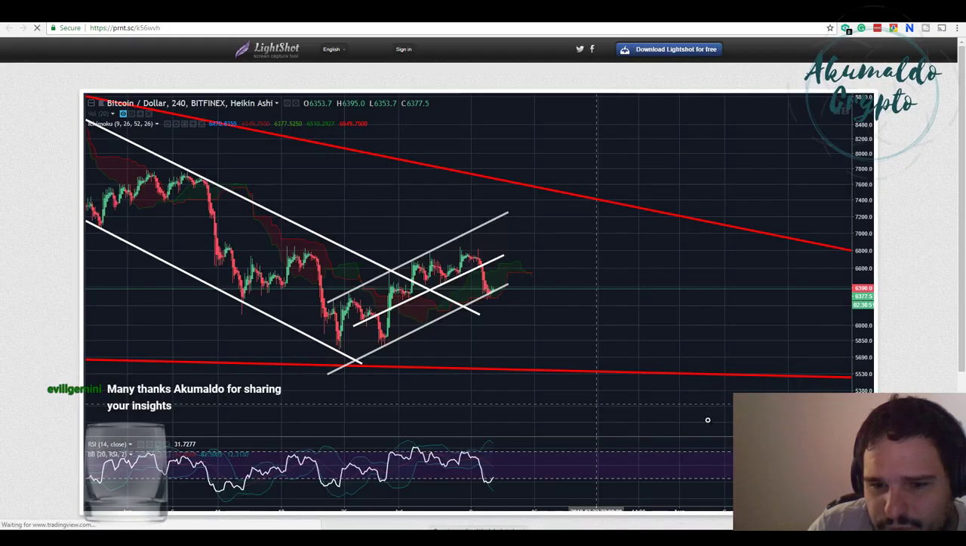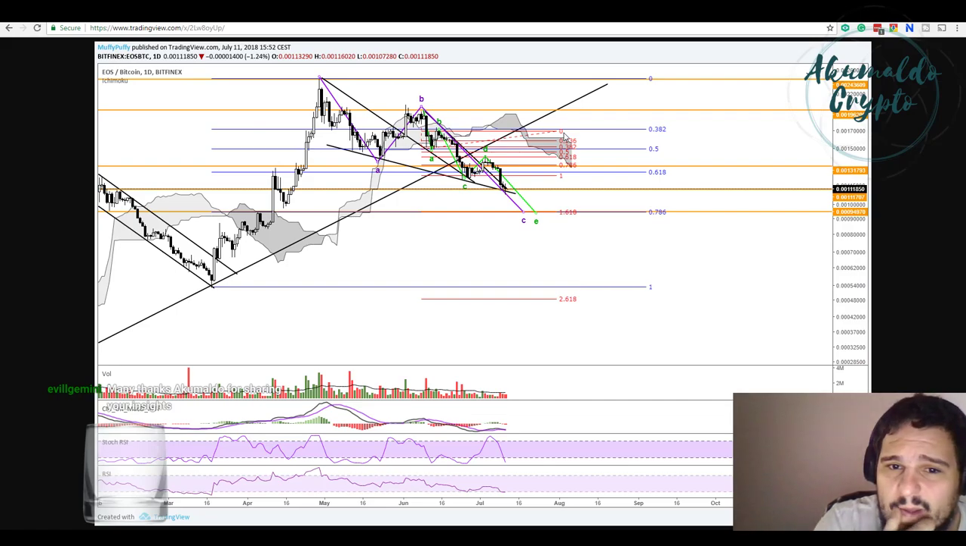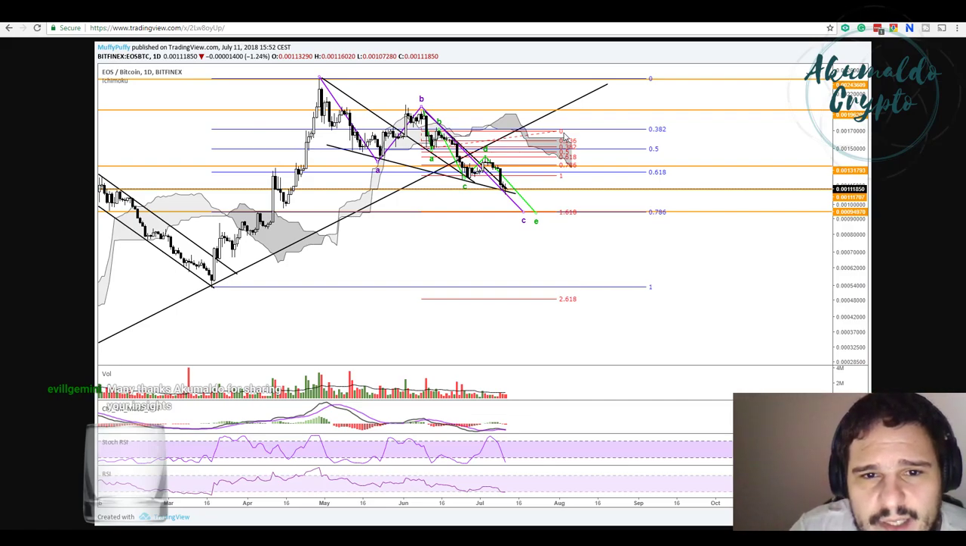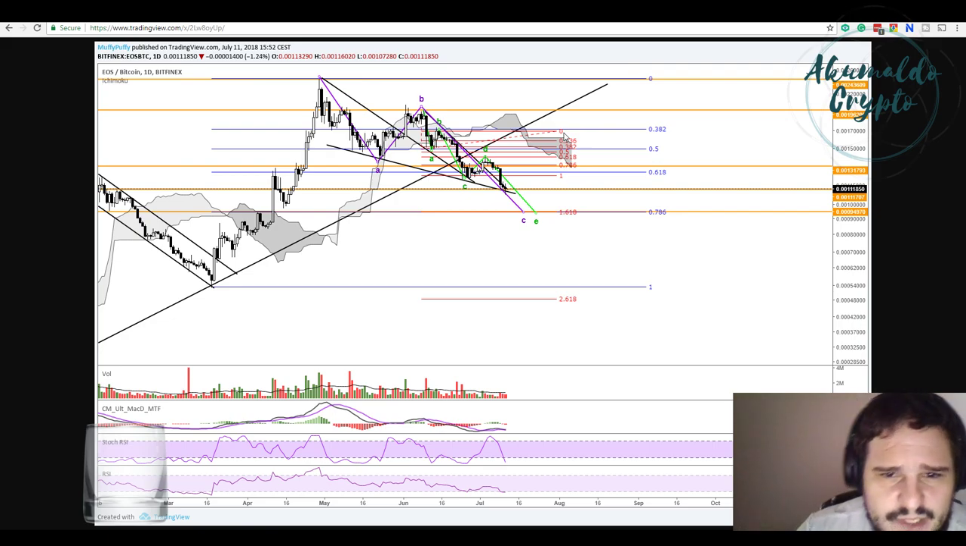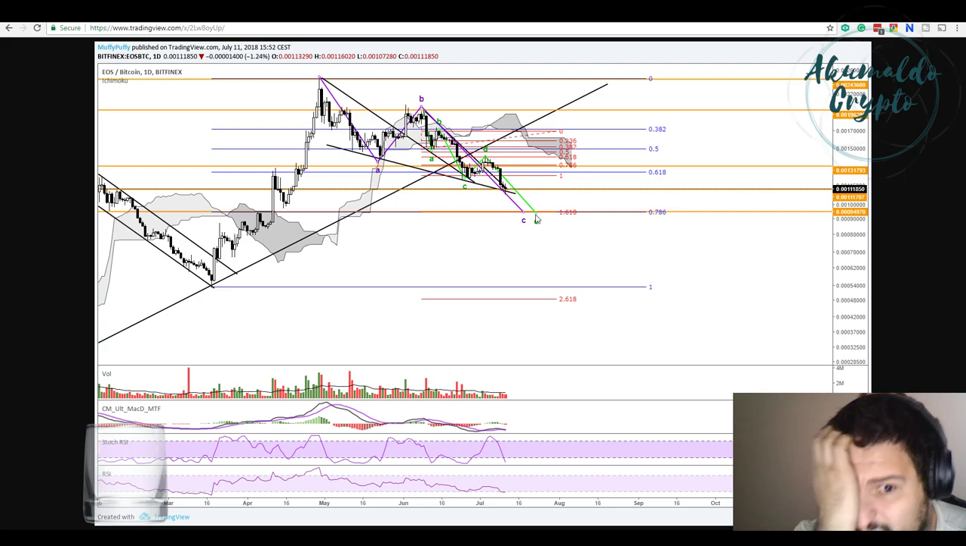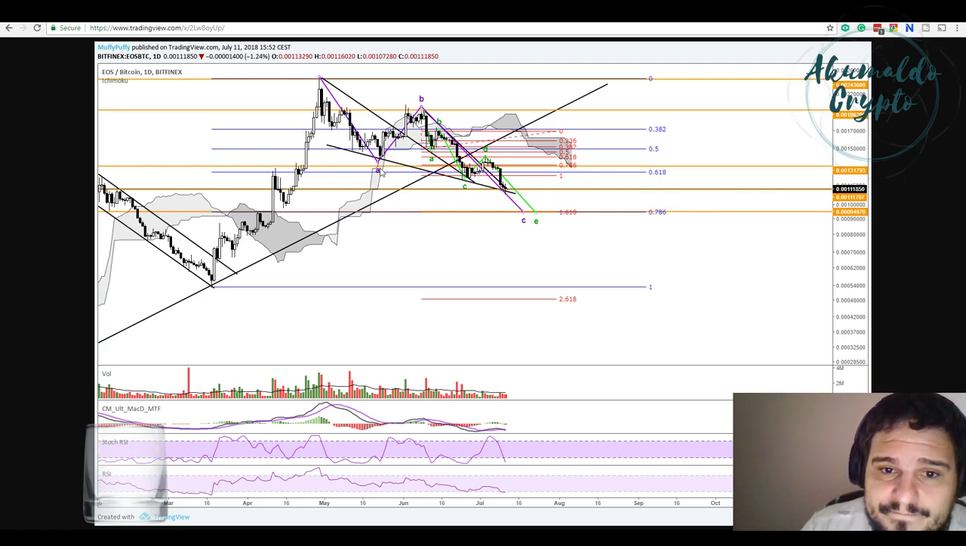I don't know whether a short is about some information. Let me see your short. A B C D E. Let me dig in this thing. This is daily, huh? So D E. Oh, but this is EOS Bitfinex EOS BTC. I'm sorry, I don't know how to correlate it. But this is the daily chart. You have a triangle A B C, and inside the C you have an A B C D E. You can't have it, bro. An expanded flat in a wave C. I can't follow it.